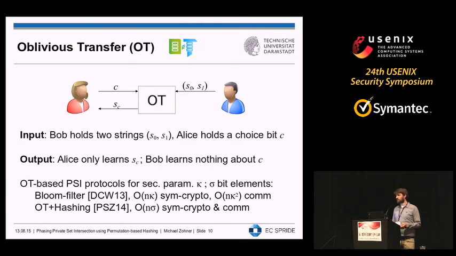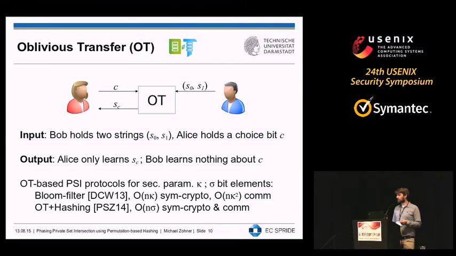Finally, we have the class of Oblivious Transfer-based protocols. Oblivious Transfer is one of the cryptographic primitives. It's a protocol where we have a sender and a receiver. The sender, Bob in this case, holds two strings, S0 and S1. The receiver holds a choice bit, and he wants to obliviously receive either of the two strings. That means that Bob is not supposed to learn which of the two strings Alice received. Also, Alice is not supposed to learn any information about the string that she didn't choose during the oblivious transfer.